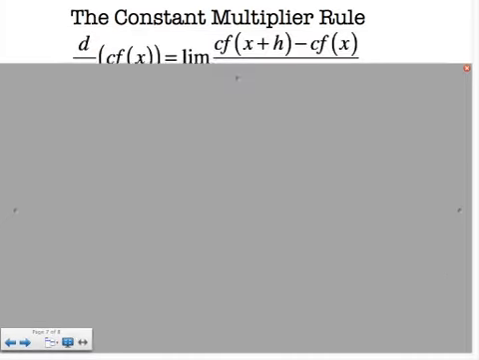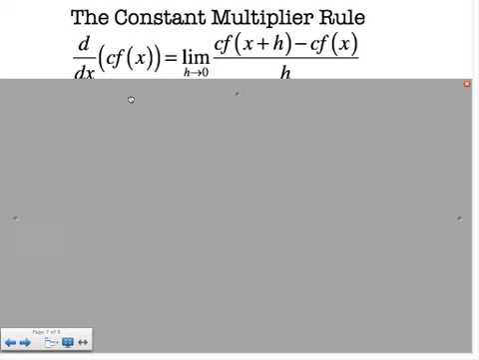Okay, next rule we need to look at is what's called the constant multiple rule. What does that mean? It means what happens if I have a constant in front of a function. What happens to that constant when I take a derivative? So we're going to go from the definition here and show you what happens. By definition, the derivative of c times f of x becomes the limit of c f of x plus h minus c f of x, all over h.